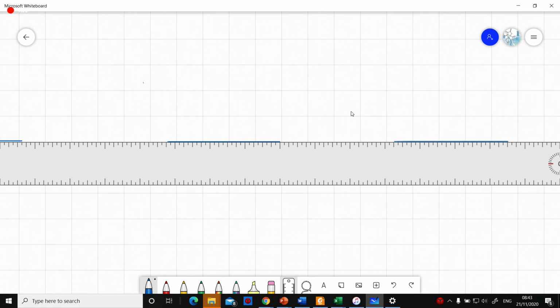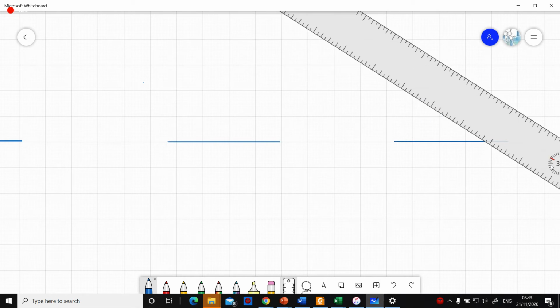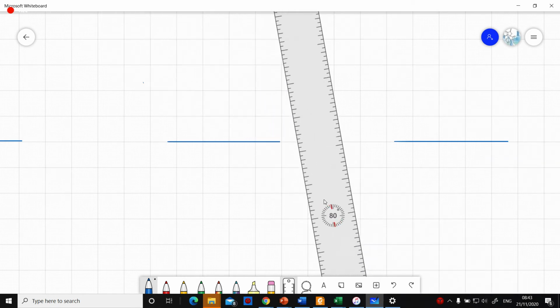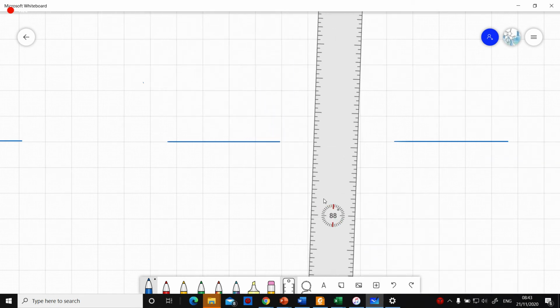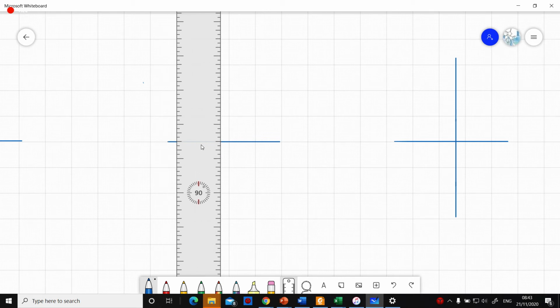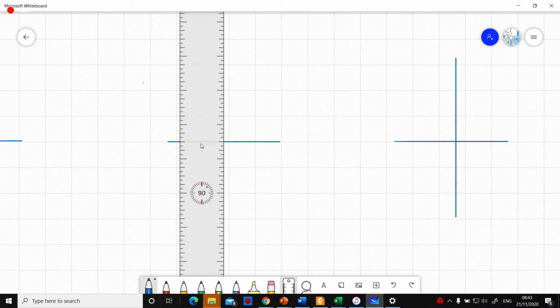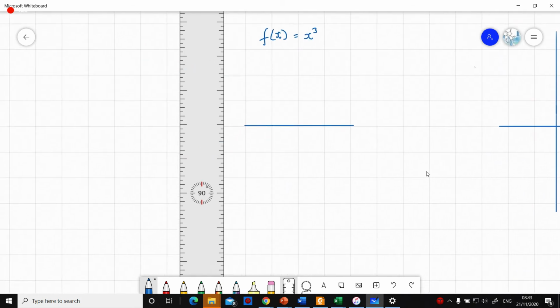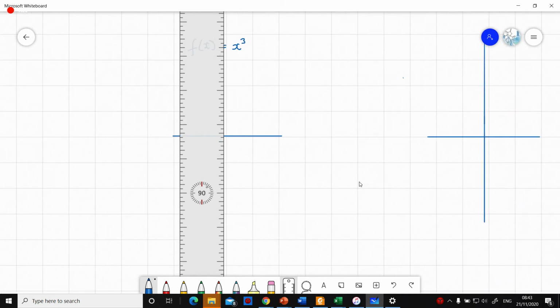I'm just going to draw myself some axes so I don't have to redraw them. I'll be uploading these notes onto the school platform for you to look at, the exact notes that I'm doing now, because I've lost those notes, so I'm going to redo them for you. This will all be uploaded, don't worry.